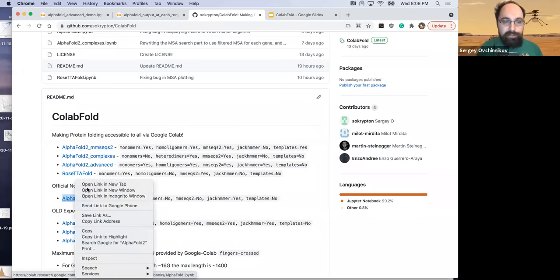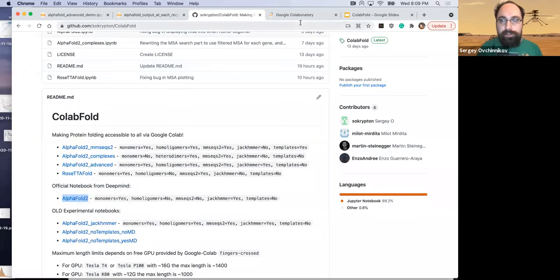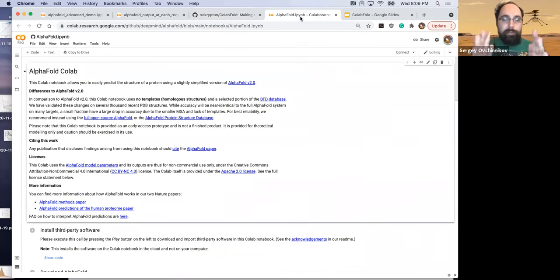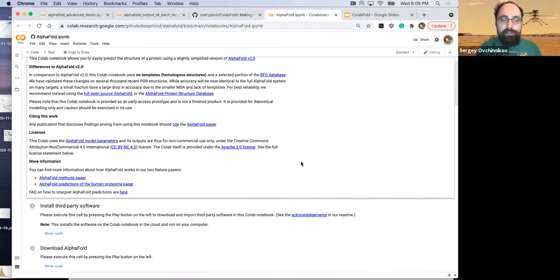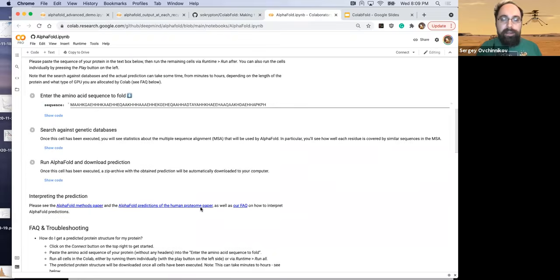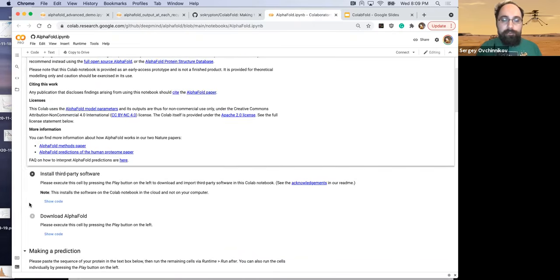Let me open this up really quick so you can see what's going on here. If you're like, you know what, I don't want to play with any knobs, I don't want to experiment with anything, I don't believe in MMseqs, I just want to see what DeepMind tells me is the best possible structure at this point, then this is the notebook for you. All you have to do is paste in the sequence here, go through these cells and hit run, run, run, and it will run through all those cells.